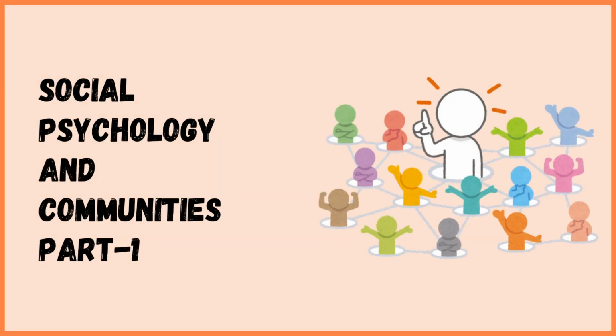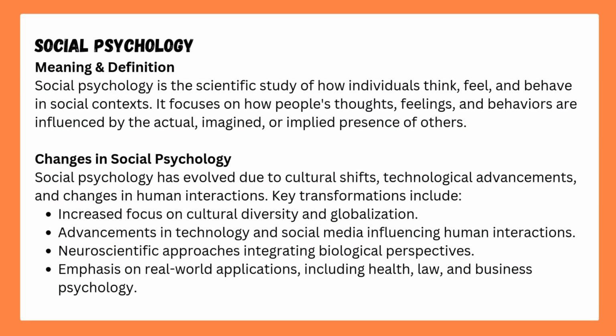Social Psychology and Communities. Part 1. Social Psychology. Meaning and definition. Social psychology is the scientific study of how individuals think, feel, and behave in social contexts. It focuses on how people's thoughts, feelings, and behaviors are influenced by the actual, imagined, or implied presence of others.